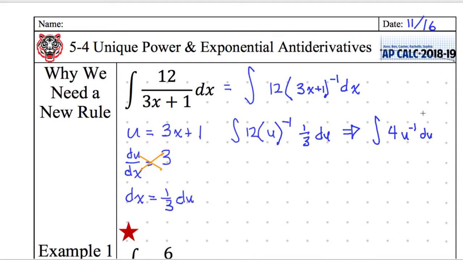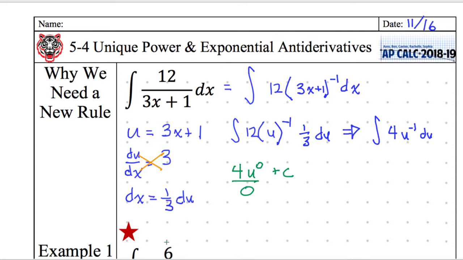We can take the antiderivative. Anyone's game? Who wants to do that? Would it be 4 times u to the negative 0 du plus c? My bad. All over 0. You can't divide by 0. Whoa, what? We can't do this!